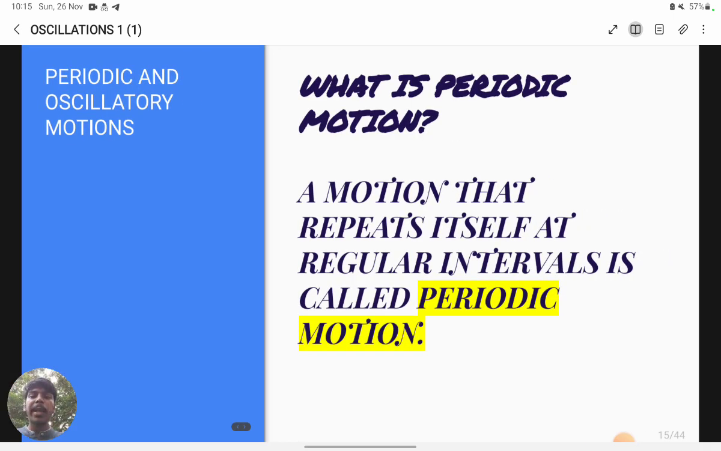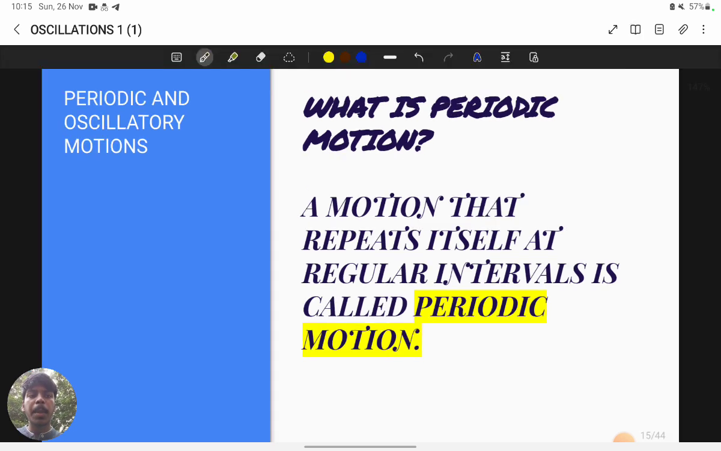So, periodic and oscillatory motions. What is periodic motion? A motion that repeats itself at regular intervals is called periodic motion. I already told you. To repeat a motion, it requires some time. Here, to repeat a motion, let me draw and explain. So let us see.